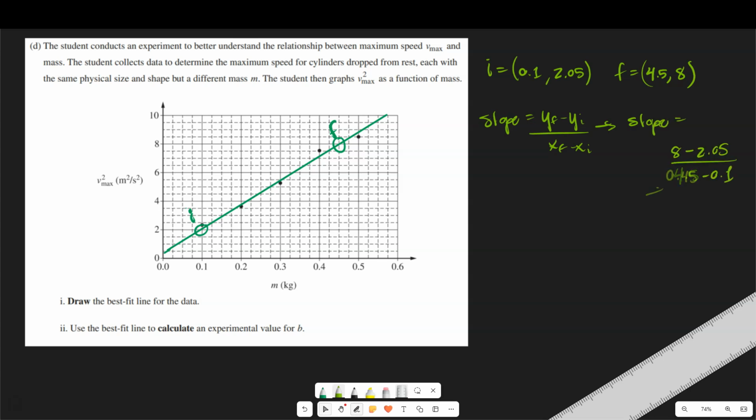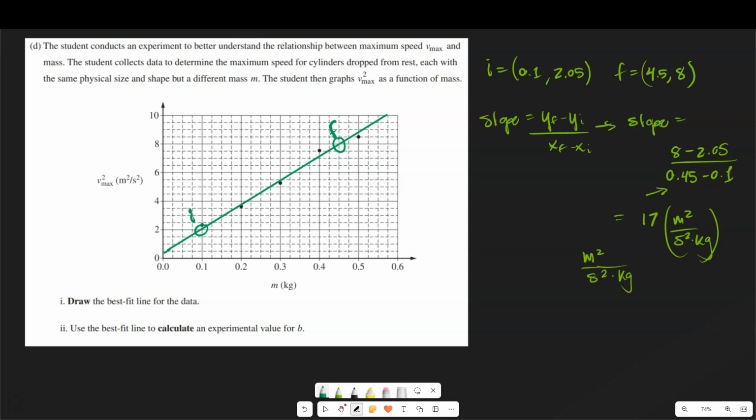Oh, and from my data down here, this needs to be 0.45, not 4.5. If I do the math here, I end up with a slope of 17. And we want to think about the units here, too. So we have meters squared per second squared times kilograms over here. So that's effectively what we could write. We could just write meters squared per second squared times kilograms for our units for the slope.